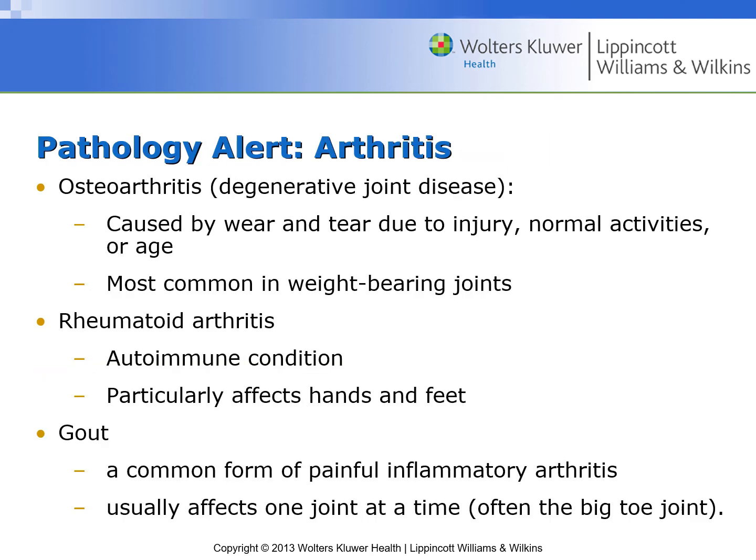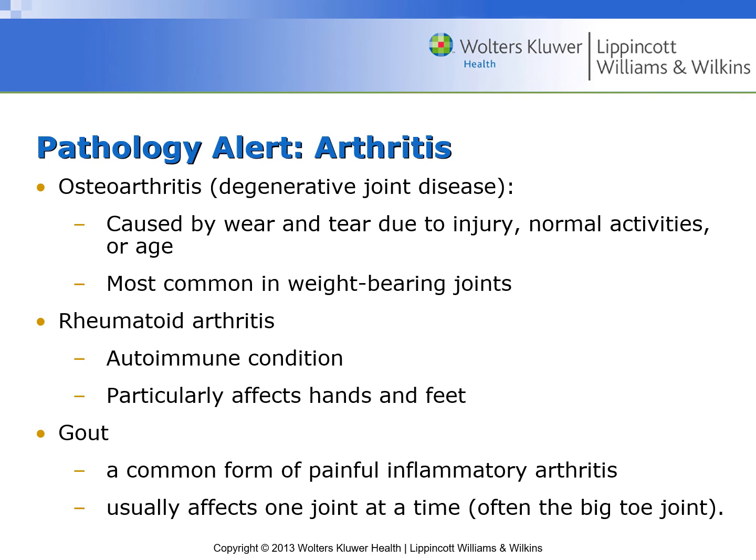When we discuss joints, we must discuss the pathologies of the joints. And by far, arthritis is the most common pathology that we see in joints. Arthritis simply means inflammation of the joint. When we consider what's referred to as osteoarthritis, also referred to as degenerative joint disease or DJD, it is caused by wear and tear due to injury, normal activities, or age. It's most common in the weight-bearing joints.